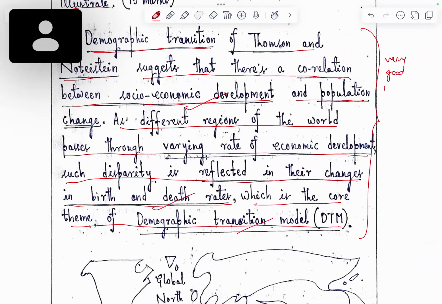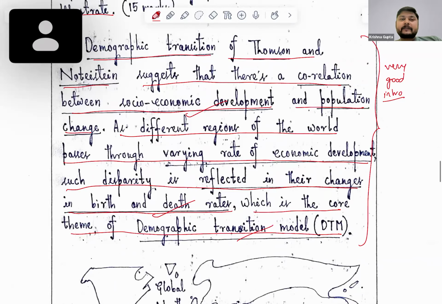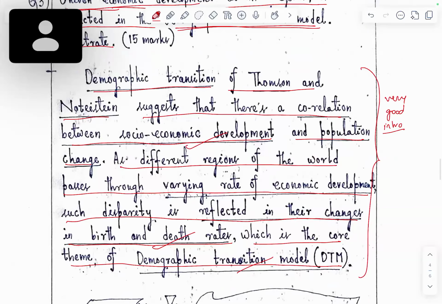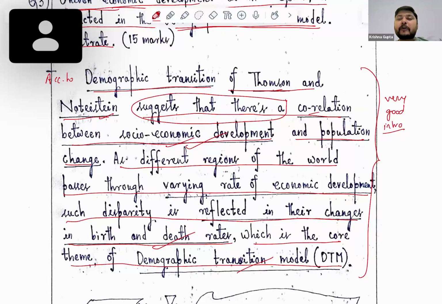Is it slightly elongated, can I shorten it some more? Yes, definitely you can shorten it. But yes, this will come with practice. I feel it's slightly longer. So what we can directly write here is, according to the demographic transition theory of Thompson and Notestein, we will be skipping this part. So there's a correlation between socioeconomic development and population change. Okay, so this shall be our introduction.